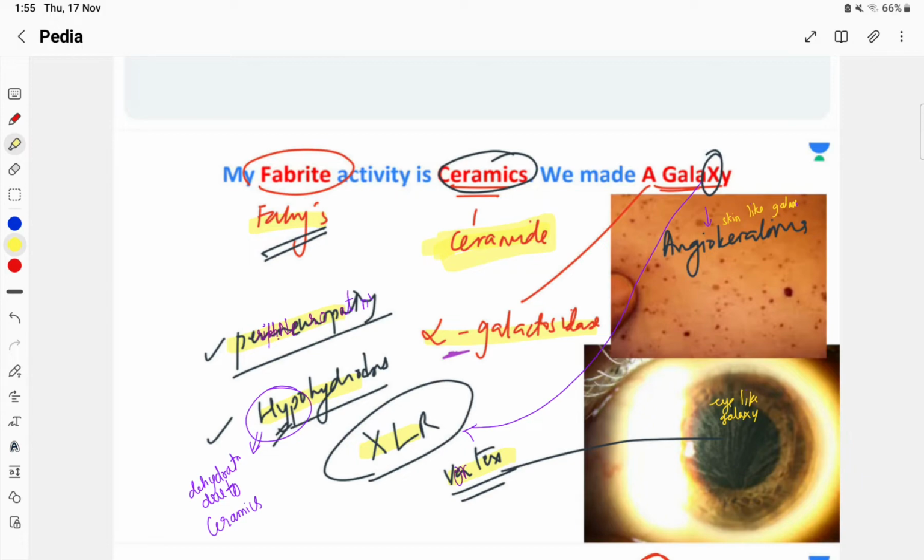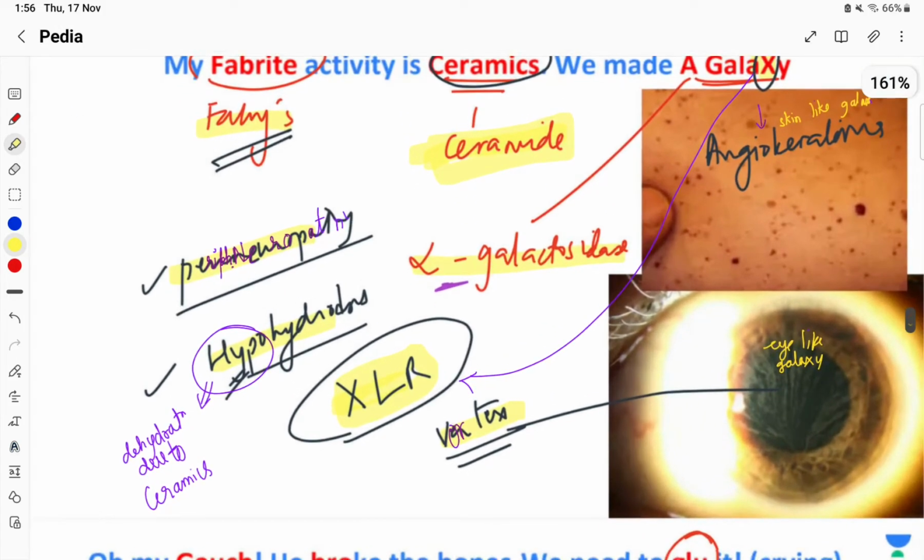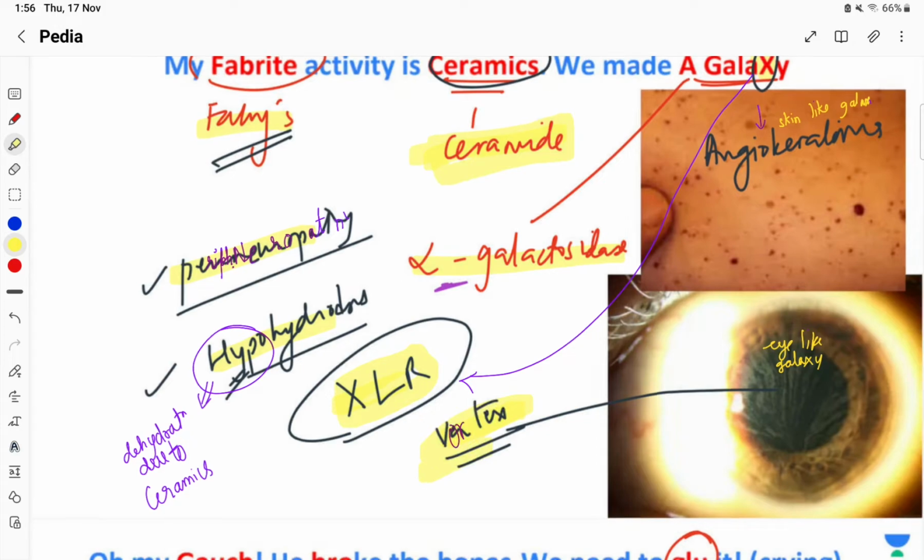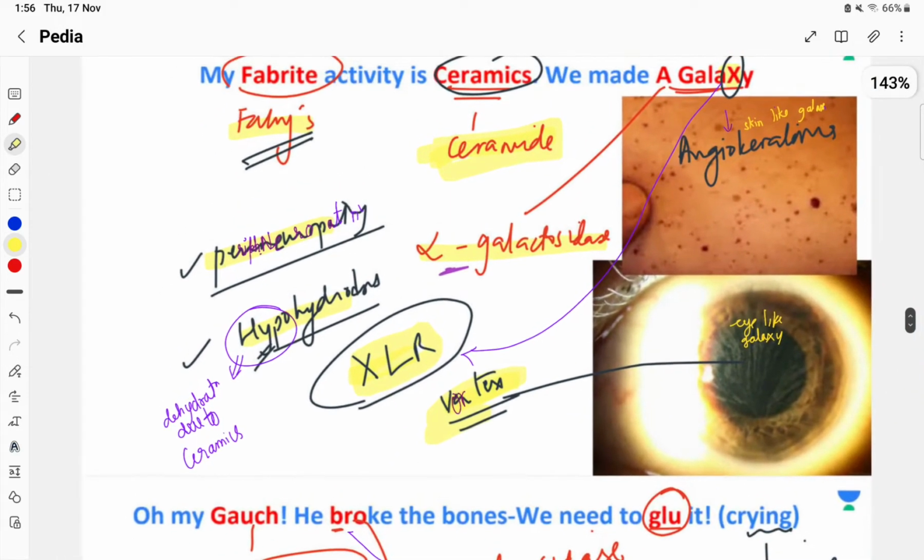And we made a galaxy. Galaxy gives you alpha galactosidase enzyme deficiency. And X, you can remember that it is an X-linked recessive disorder. And a galaxy has a lot of stars, so the skin of the patient looks starry, with angiokeratomas, and in the eyes also there is vortex keratopathy. You can see these verticillata-like lesions.